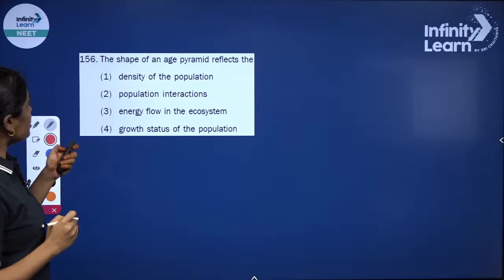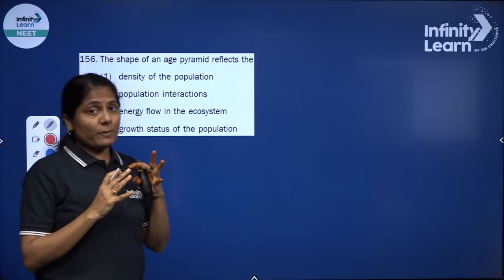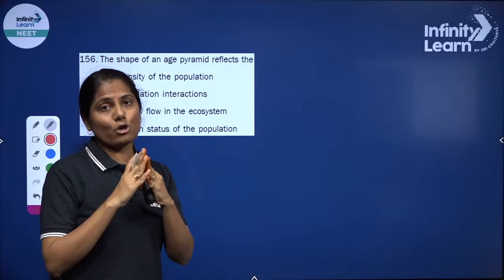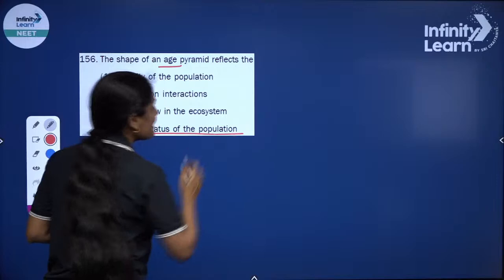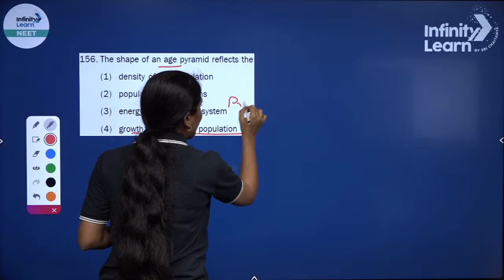The shape of an age pyramid reflects. The shape of an age pyramid. Recall, we have two types which we are talking specifically in your class 12 syllabus. Ecological pyramids and age pyramids. So mind this word age pyramid that we are talking about. It is reflecting the growth status of the population. Basically, we have the pre-reproductive population at the base, right?